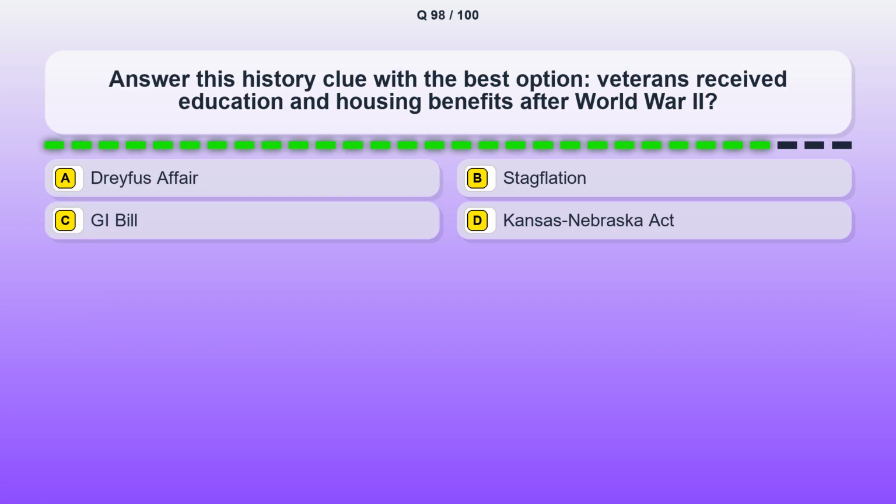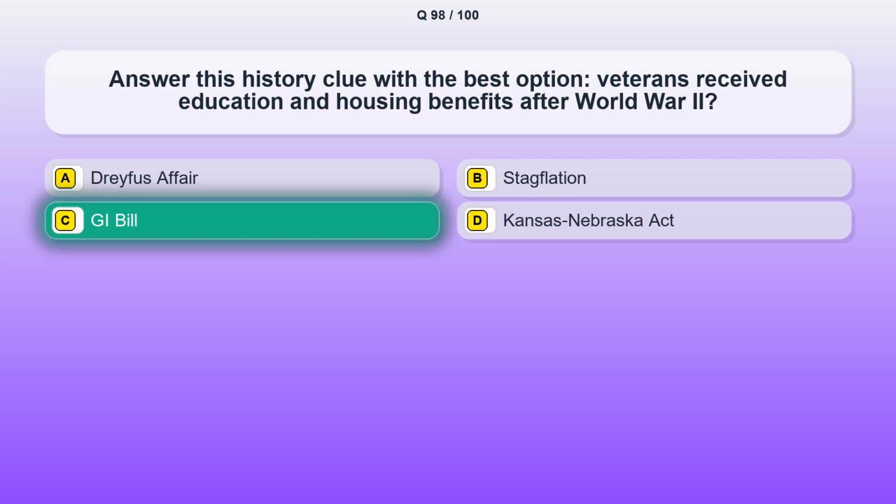Question 98. Answer this history clue with the best option. Veterans received education and housing benefits after World War II. Option A, Dreyfus Affair. Option B, stagflation. Option C, GI Bill. Option D, Kansas-Nebraska Act.